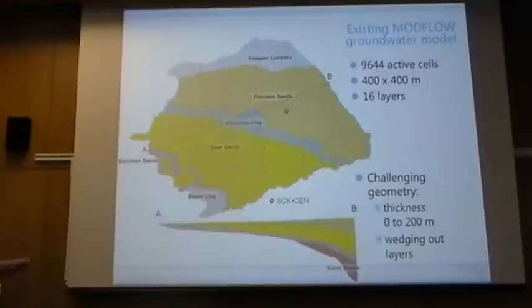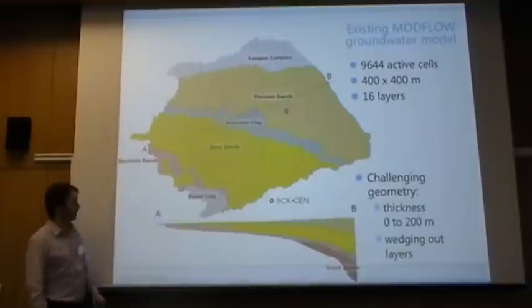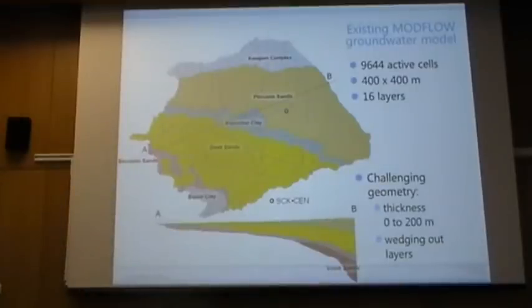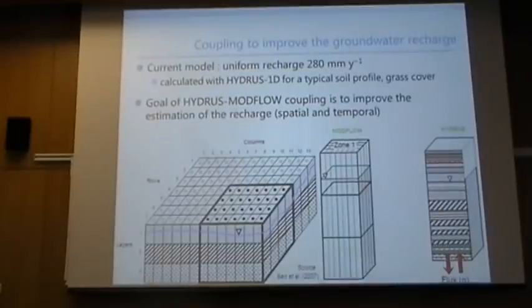You see that it's quite complex in geometry, because at one side it's very thin, that's where the Boom clay is at the surface, and then it's going deep, up to 200 meters, at the other side. Up to now we use a steady state groundwater flow model, with as an upper boundary condition a uniform constant recharge of 208 millimeters per year. This value was obtained by a methodology very similar to one of the presentations yesterday, where we use HYDRUS-1D for only one soil type and one vegetation type.